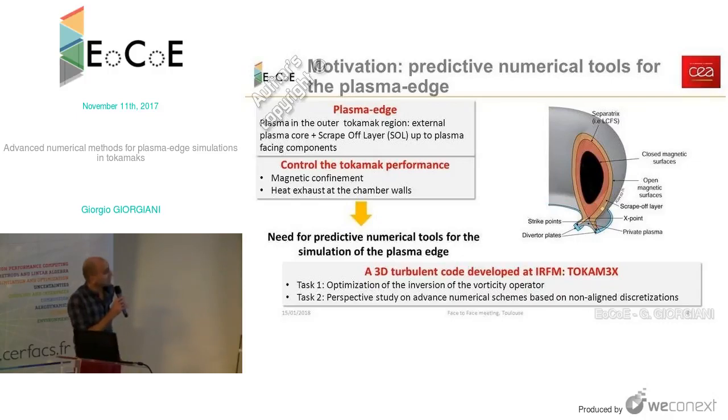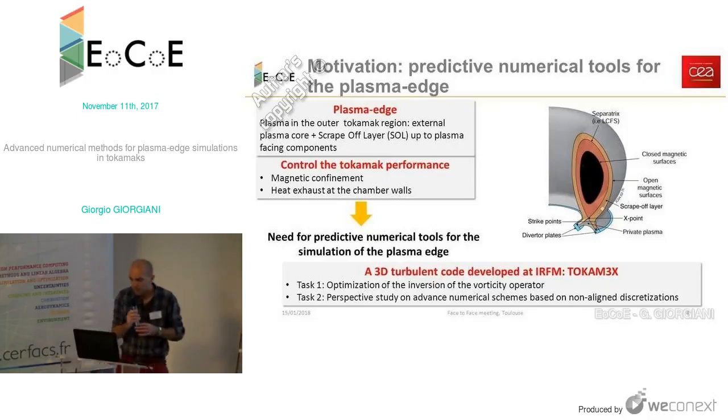It is related to the need of having predictive numerical tools for simulating the plasma edge. The plasma edge is the outer part of the plasma in a tokamak, and it extends from the outer part of the core to the strip of layer, which is the part of the tokamak where the magnetic lines reach the walls of the machine.